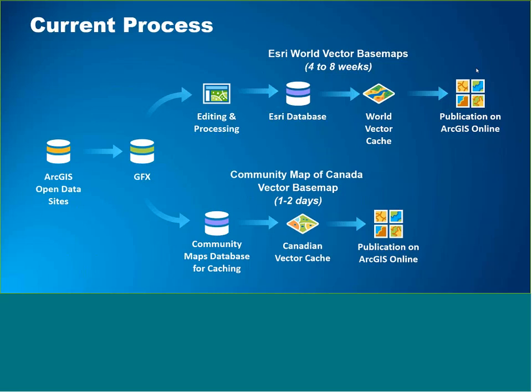So an organization that updated its open data site, let's say at the end of the day on Monday, that data gets incorporated into our Community Maps database for caching on Tuesday morning, and by Wednesday morning, the changes made in that layer that the community published to their open data site will be seen as part of the Community Map of Canada vector base map online and ready for use. So basically, we're looking at a 24 to 48 hour turnaround time from when somebody updates their data to when it gets published. So that's pretty exciting.